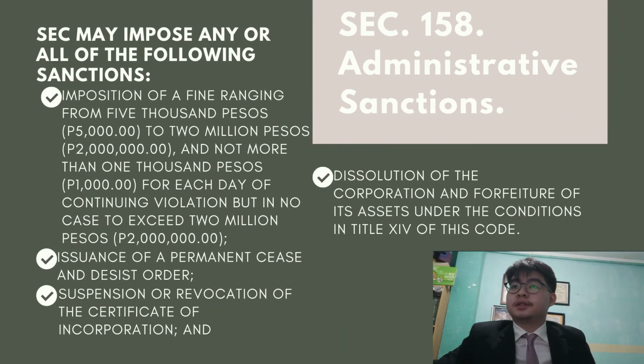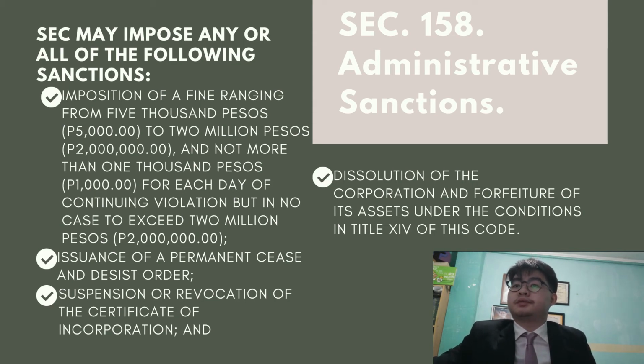Section 158. Administrative Sanctions. To expound earlier on being litigated administratively, this means that if one is found to be in violation of the Corporation Code, SEC rules, regulations, and orders, then the SEC will be the one to judge and impose the penalty to the violator, taking into consideration the extent of participation, nature, effects, frequency, and seriousness of the violation. First, imposition of a fine ranging from 5,000 pesos to 2 million pesos, and not more than 1,000 pesos for each day of continuing violation, but in no case to exceed 2 million pesos.